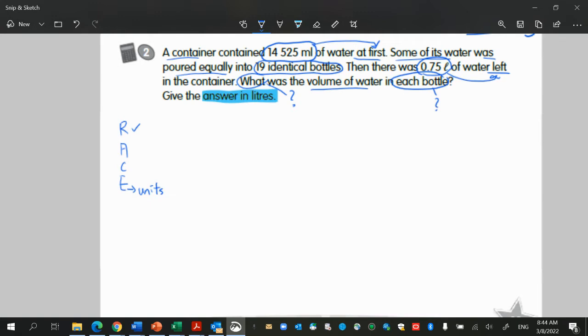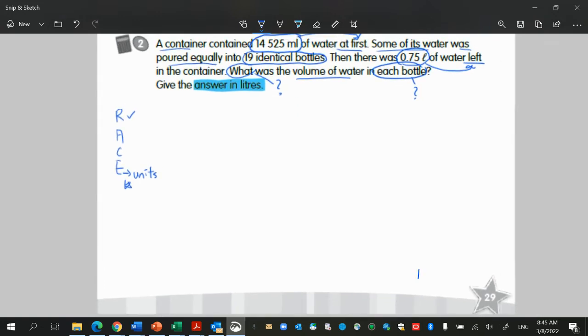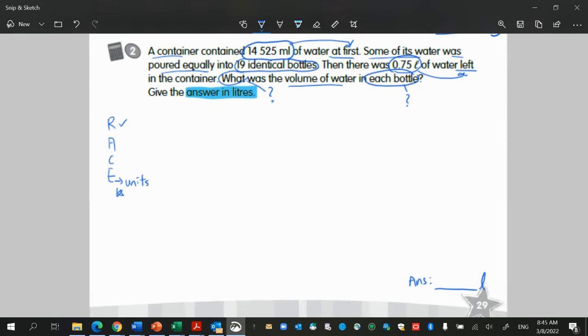Okay, so under evaluation, there's checking of working, whether you get the working right, and checking the reasonableness of your answer, whether the answer sounds sensible, looks sensible. I'll explain a little bit more later. And units, most importantly, the units. In this case here, the answer asks for liters. Why most importantly the units? Because you realize that a lot of times you got the answer, but just because you give it in the wrong units or you forgot to convert, you got subtraction of marks.